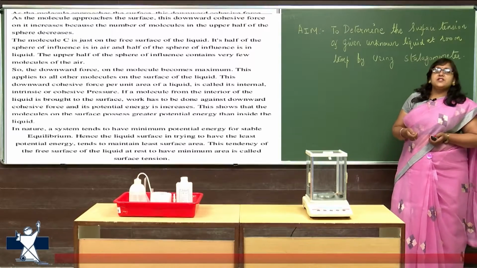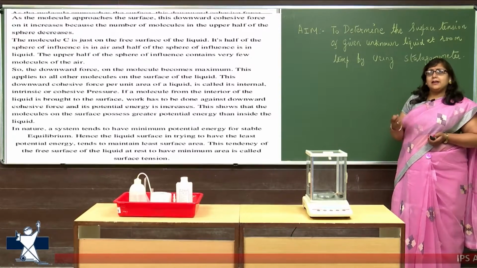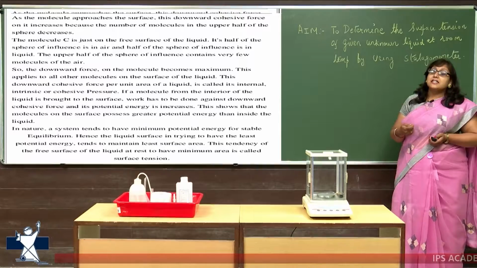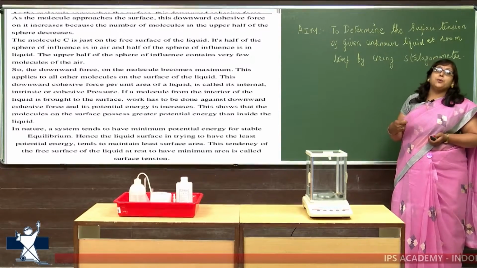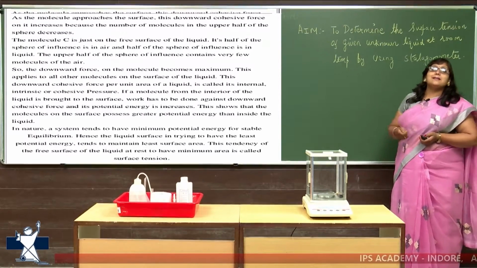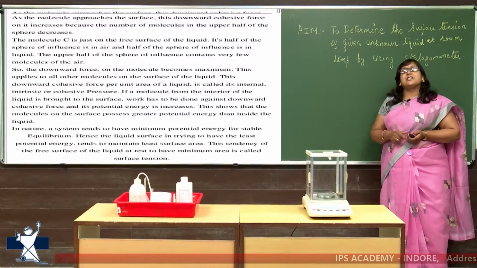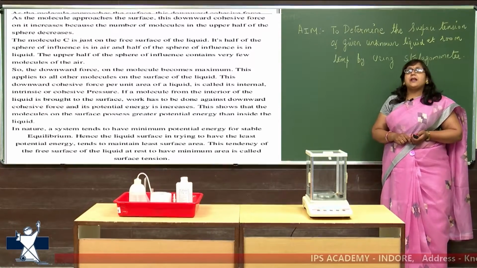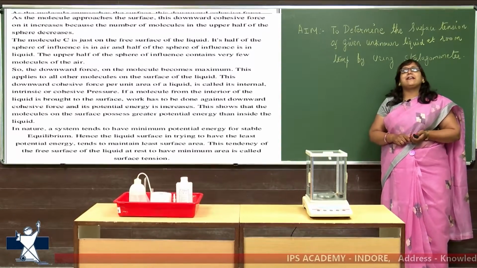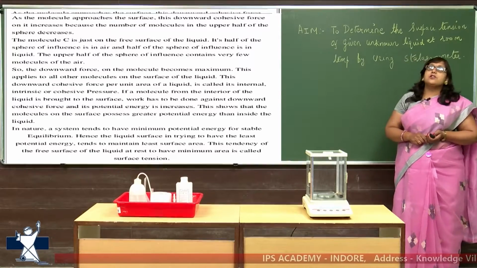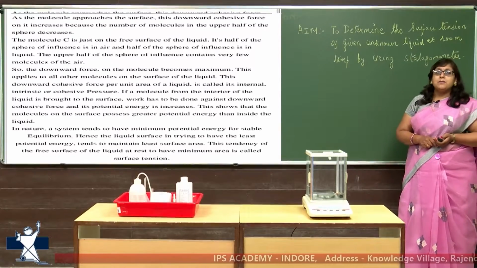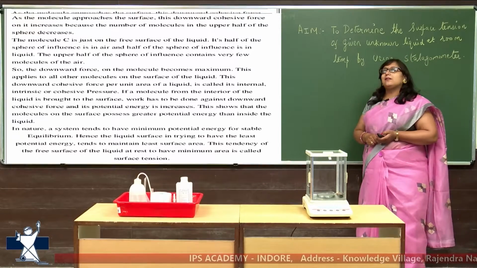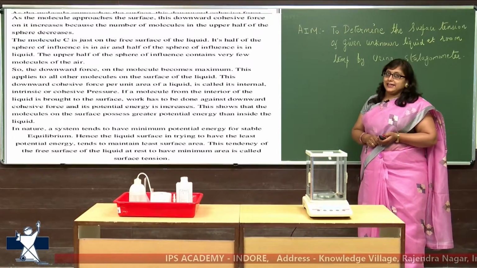Half of its sphere of influence is in the air and half is in the liquid. Like 50% of that molecule is deep in the liquid and 50% is above the liquid, or we can say it is present in the air. So the upper half of the sphere of influence contains very few molecules of the air, and the downward force on the molecule becomes maximum. This applies to all other molecules on the surface of the liquid.